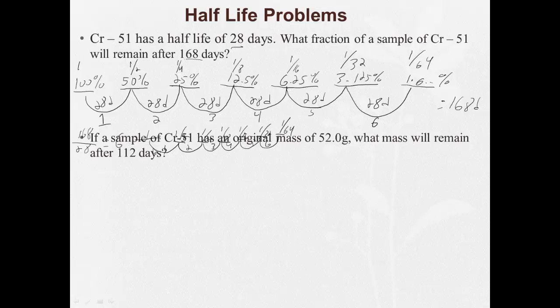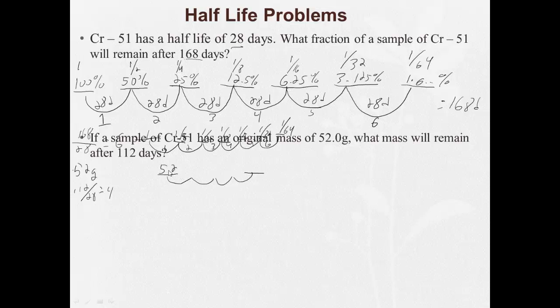If a sample of CR51 has an original mass of 52 grams, what mass will remain after 112 days? So if we're starting off with 52 grams, we want to figure out how much is going to be left after 112 days. Well, first we have to figure out how many half-lives in 112. So 112 divided by 28 is equal to 4. So it's going to go through 4 half-lives.